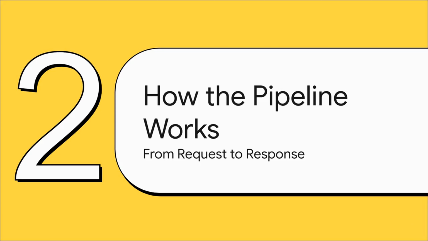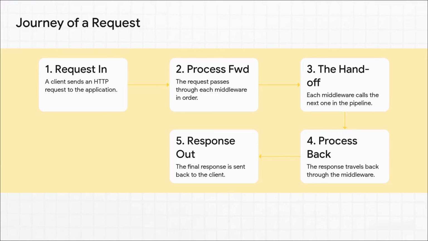Okay, so let's get into the nitty-gritty. How does this whole assembly line, this pipeline, actually work? From the moment a request hits your server to the second a response is sent back out. The key thing to understand is that it's a round trip. A request comes in and it flows through each piece of middleware in order. 1, then 2, then 3. But then, on its way out, the response travels back through the exact same components, just in reverse order. So 3, then 2, then 1.